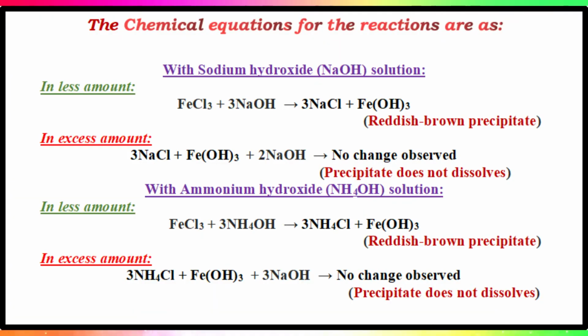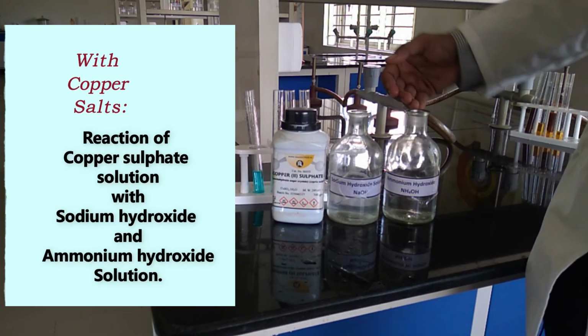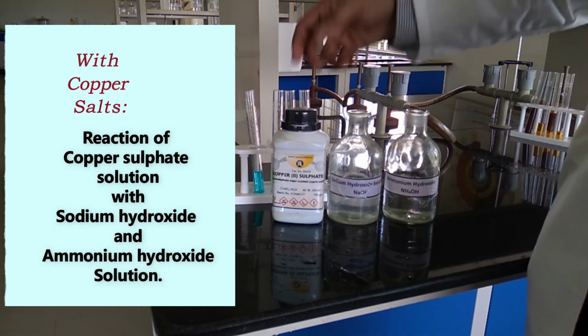The chemical equations for the reactions are as: with sodium hydroxide in less amount, FeCl3 plus 3NaOH gives 3NaCl plus Fe(OH)3. In excess amount, there is no change observed. With ammonium hydroxide in less amount, FeCl3 plus 3NH4OH gives 3NH4Cl plus Fe(OH)3, and in excess amount there is no change observed. We'll see how sodium hydroxide and ammonium hydroxide react with copper ions or copper salts.